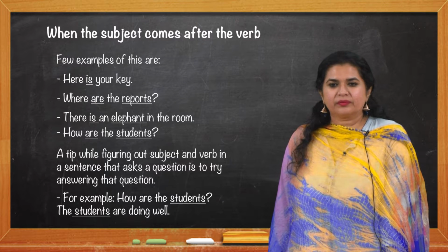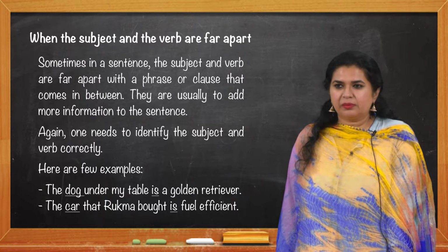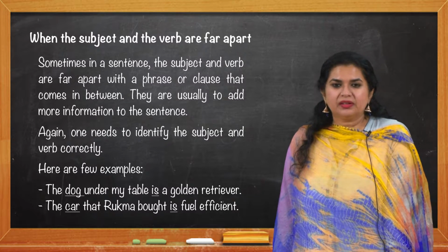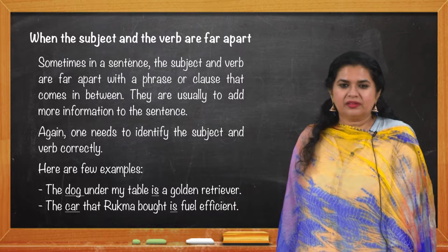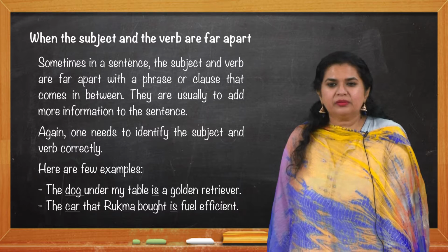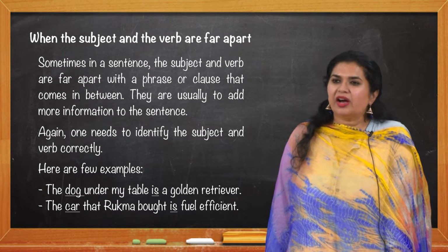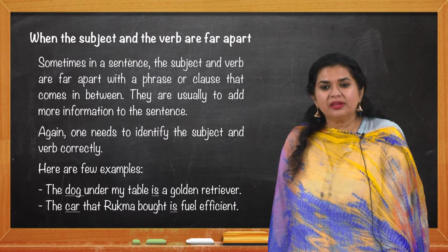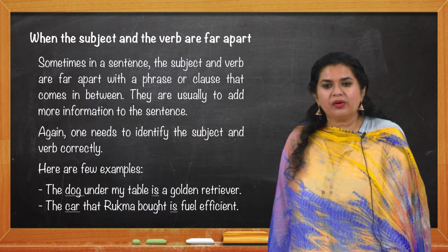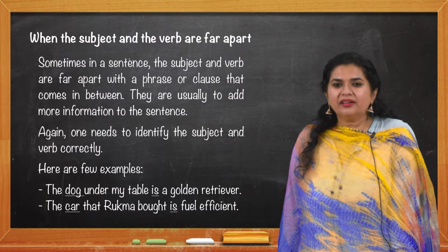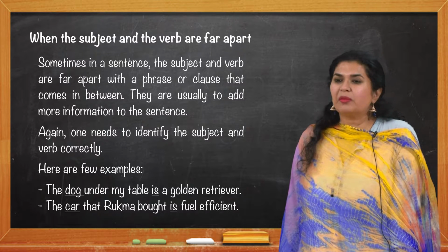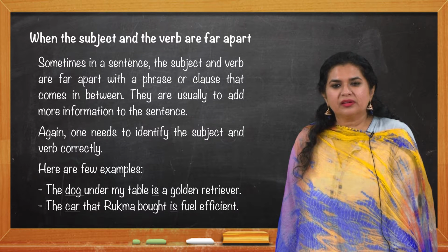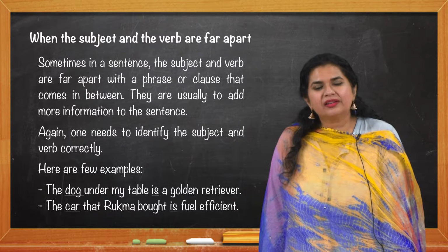When the subject and the verb are far apart, sometimes in a sentence the subject and verb are separated by a phrase or clause that comes in between. They are usually there to add more information to the sentence. Again, one needs to identify the subject and verb correctly. You have already seen how we generally identify the subject. And look at the examples. The dog under my table is a golden retriever. The car that Rukma bought is fuel efficient. So, the car is the subject here. The dog is the subject. It is not my table. The dog. So, who is under my table? What did Rukma buy? And that is the subject.